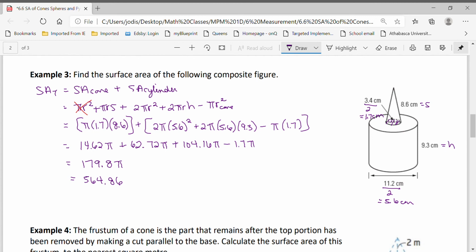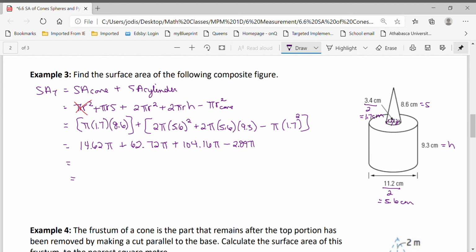1.6 times 9.3, 104.16. Oh, I know. I forgot to square this one. That's where I went wrong. Be careful. Make sure you put in your squareds. Don't make my mistake. So this should be 2.89. There we go. Now it'll make sense. Okay, so let's fix this answer here.